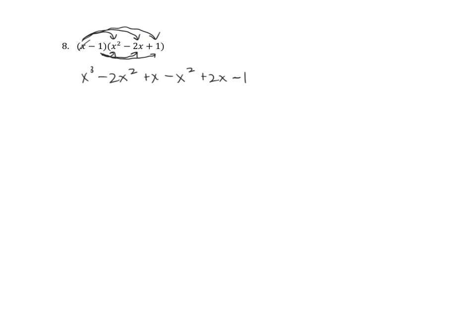So now I'm looking for like terms. So I've got the x cubed. Then I have x squares. Then I have the x's. And then I have the constant. All right, so x cubed, -2x minus 1x is -3x squared. And then x plus 2x is plus 3x, and then minus 1.